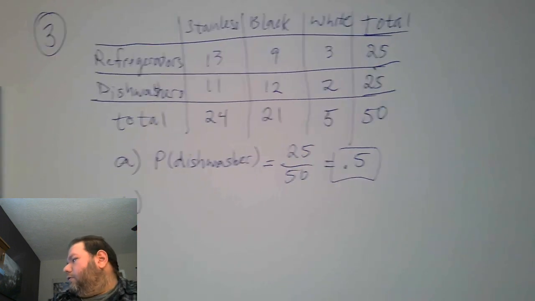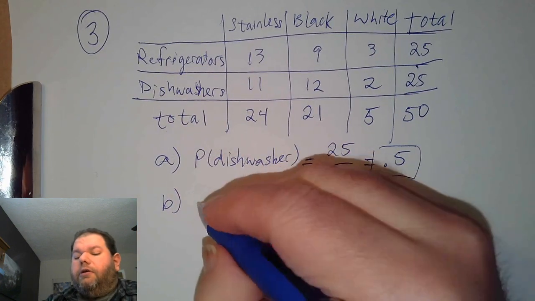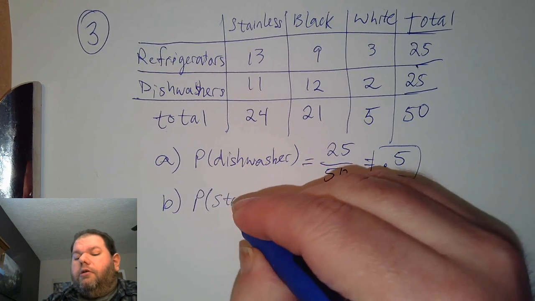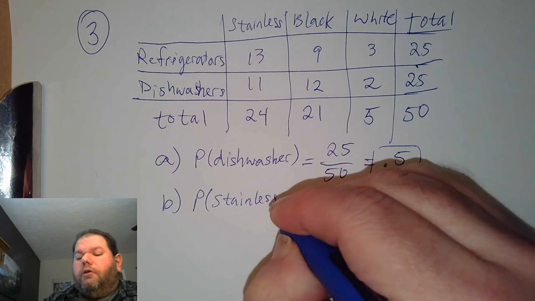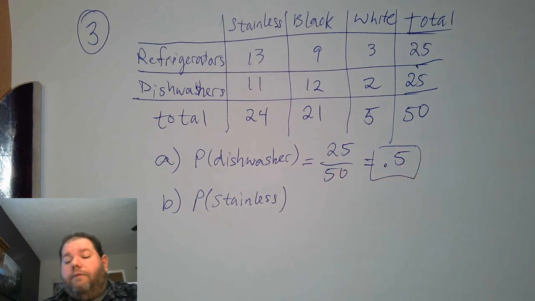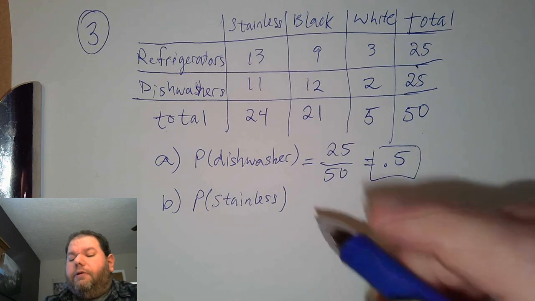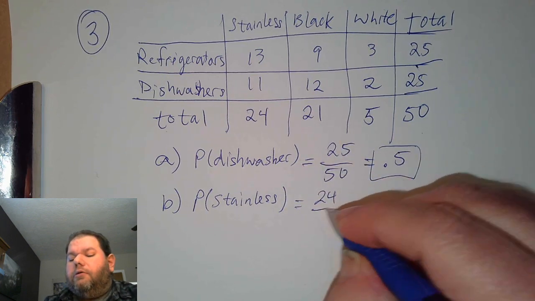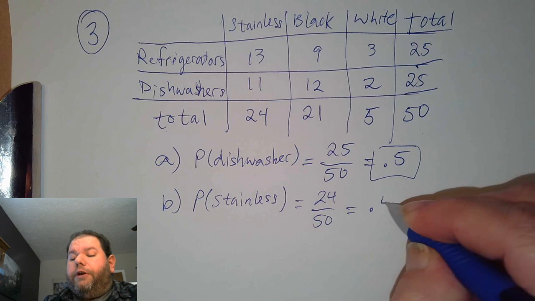Okay. Second question B. We want the probability of selecting an appliance at random and picking one that has a stainless steel finish. And that would be 24 out of 50. Good. So 0.48.